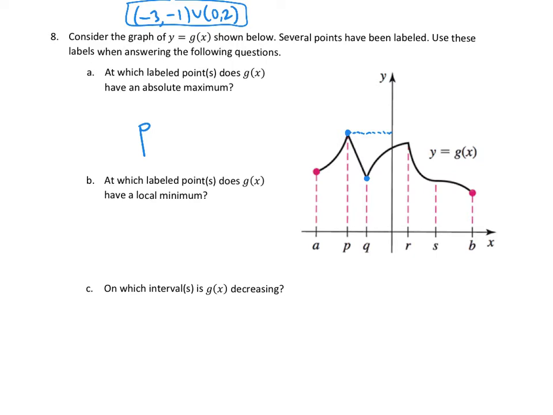So A and B are not local minimums, only Q is the correct answer here. And then for part C, in which intervals is g of x decreasing? Again, this is g of x. So when is this function decreasing?